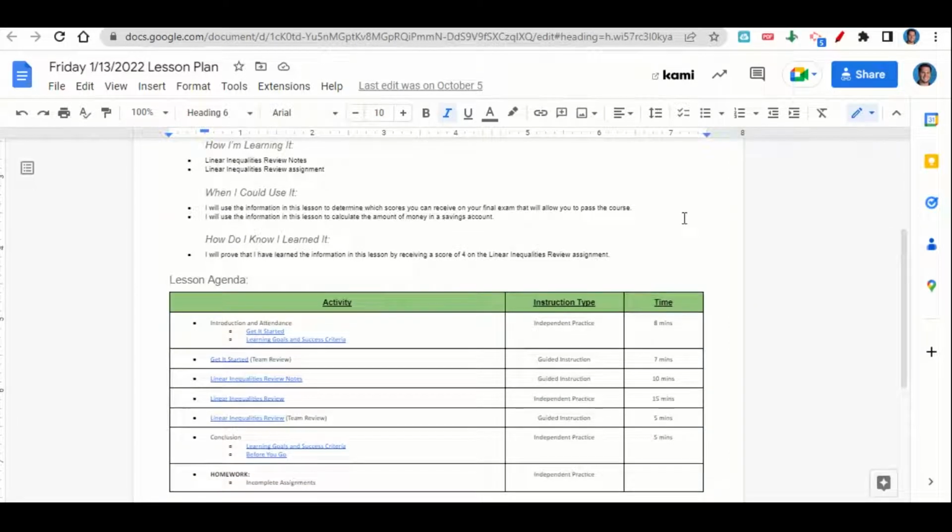Now let's take a look at our agenda for today. We will begin by going over the learning goals and success criteria. While we do that, you'll fill out your Get It Started. Once you've completed your Get It Started, we'll go over it together and answer any questions that you may have. After that, we'll go over the Linear Inequalities Review Notes, and then I'll give you time to complete the Linear Inequalities Review Assignment. Once you've completed the assignment, we'll go over it together and answer any questions that you may have. At the end of class, we'll go back over our learning goals and success criteria while you fill out your Before You Go. Your only homework for tonight is to work on any incomplete assignments that you may have.